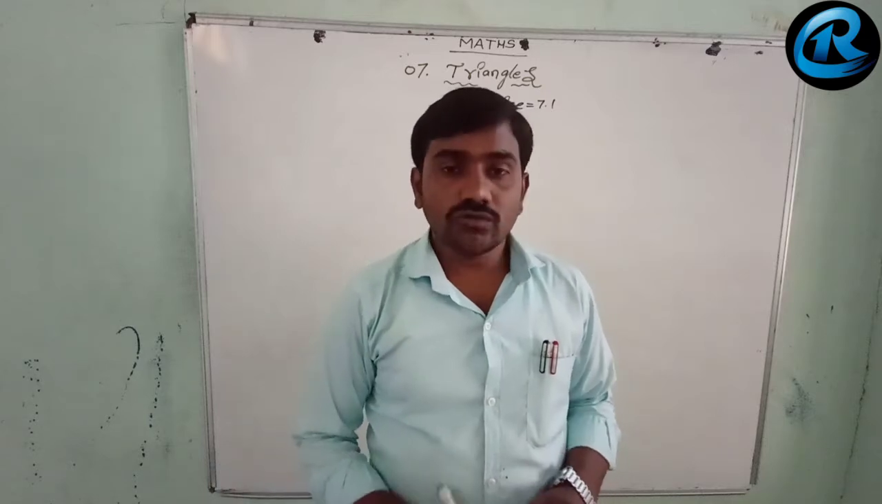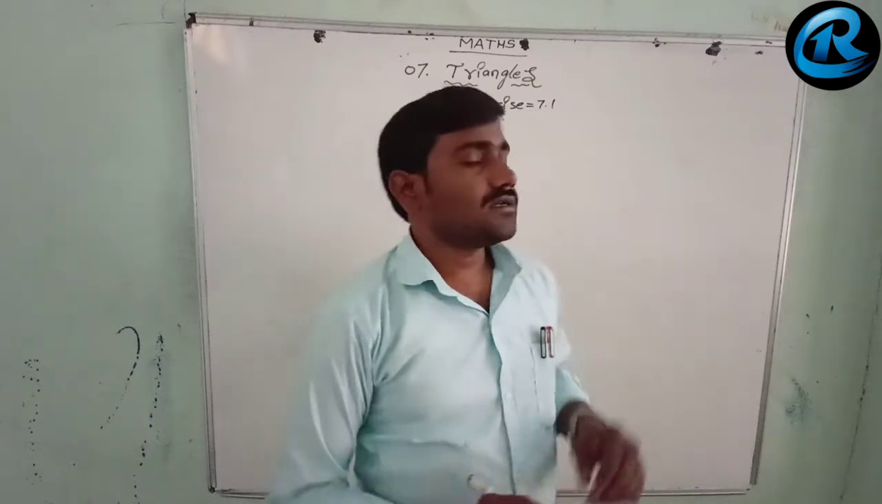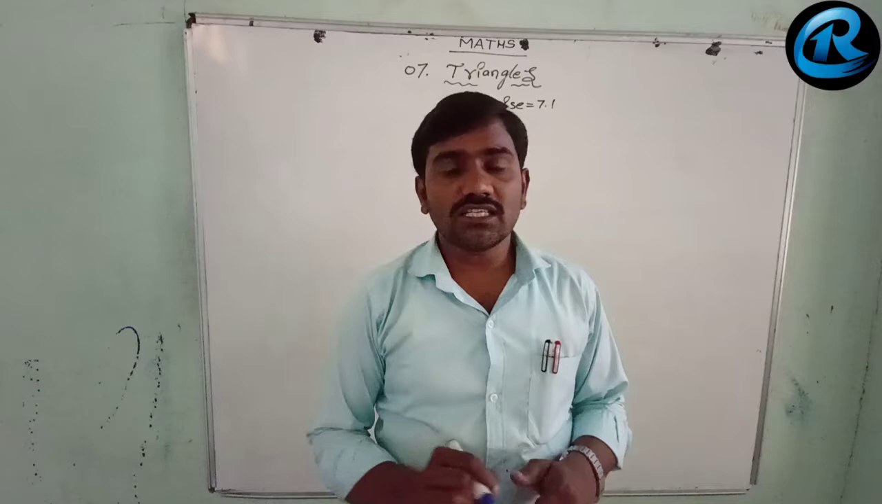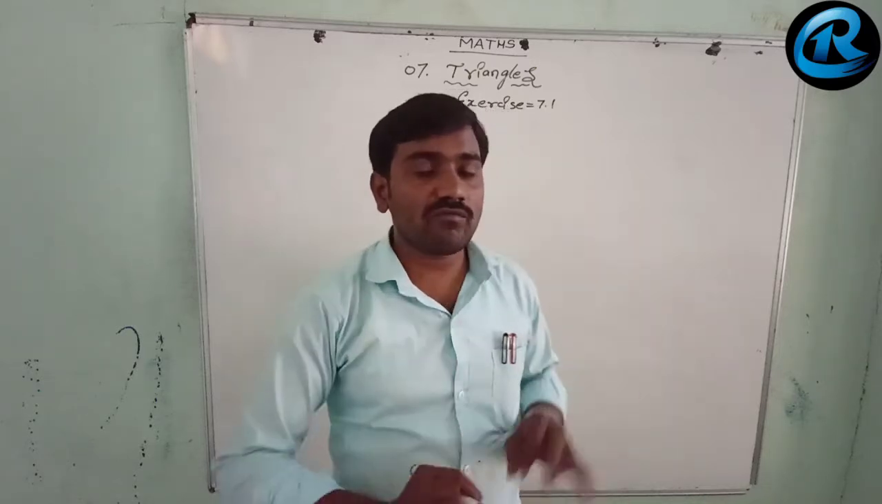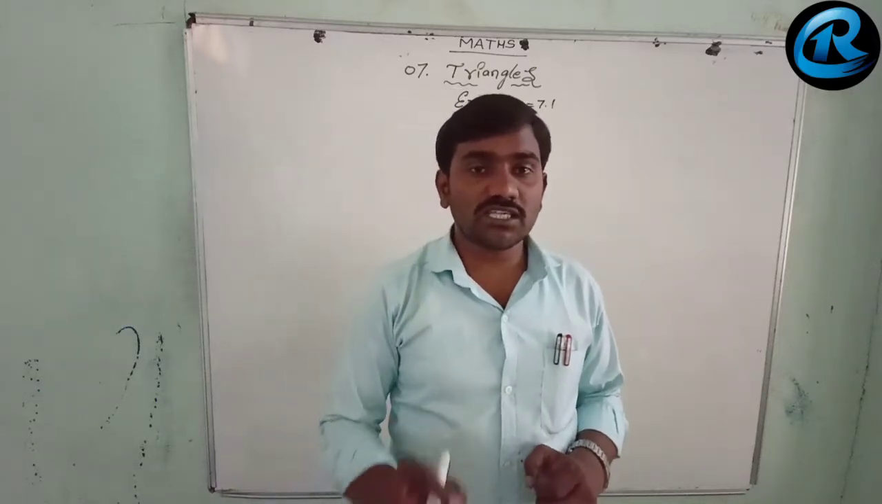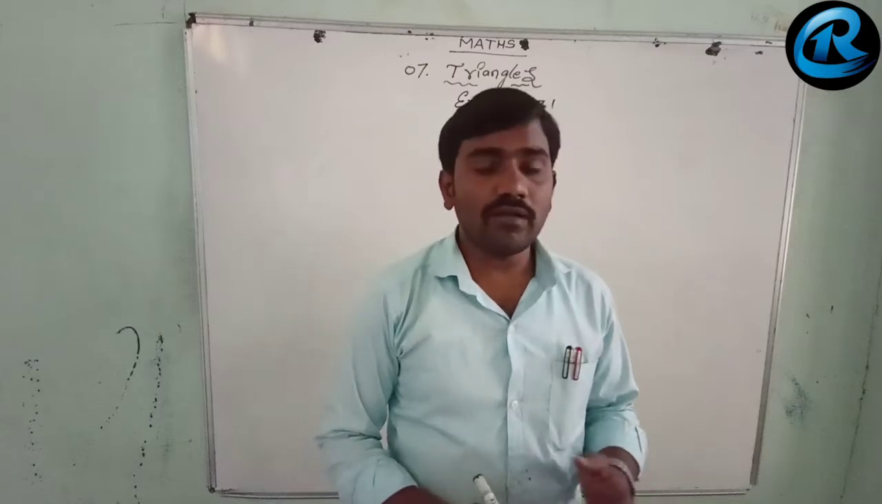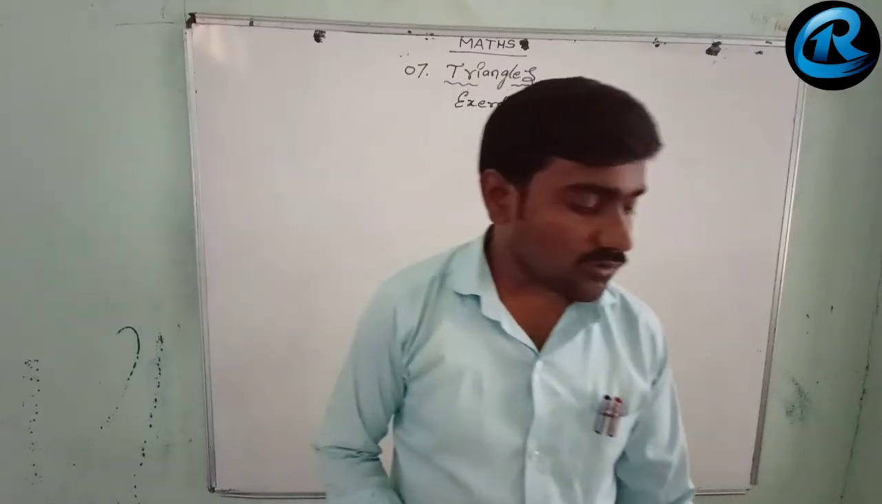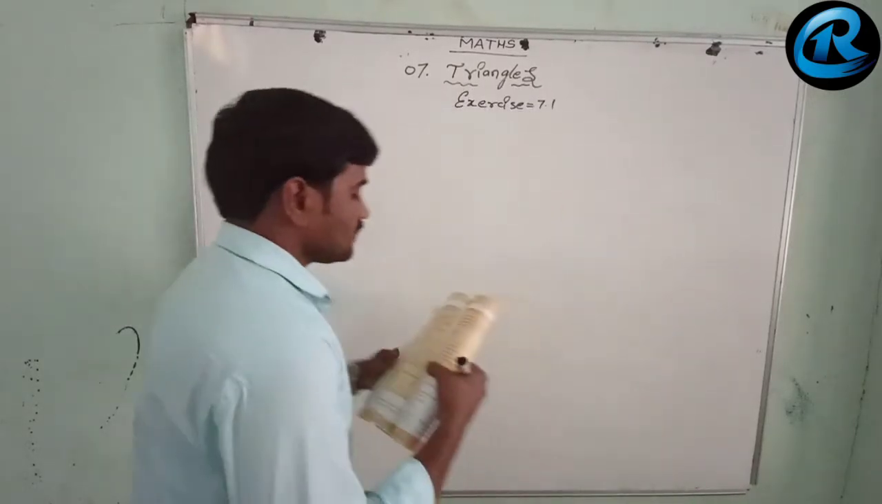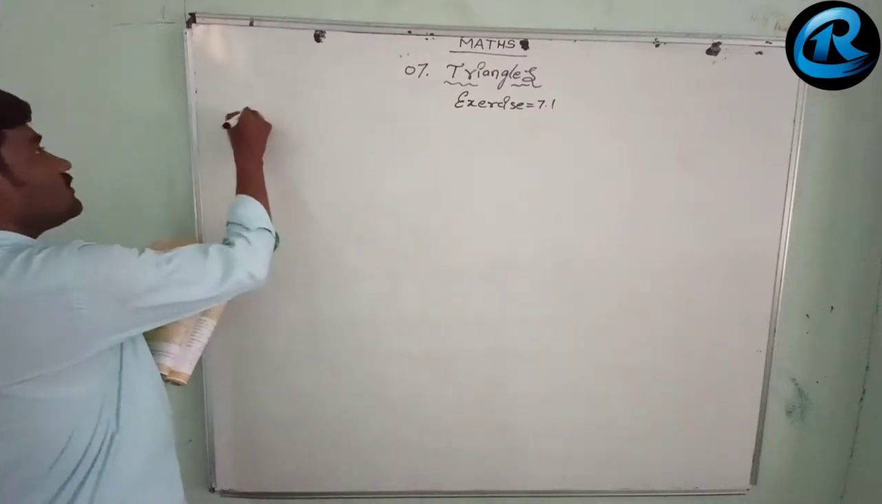Hi children, today you are going to learn the 9th class 7th chapter Triangles, exercise number 7.1, questions 6 to 11, in this video. So let's go for question number 6 once. See the question number 6.